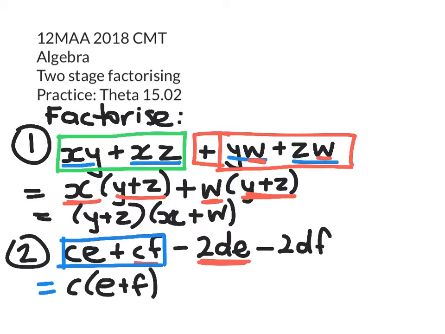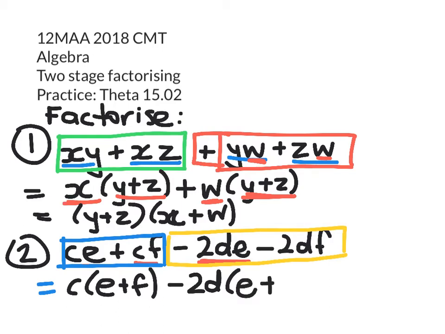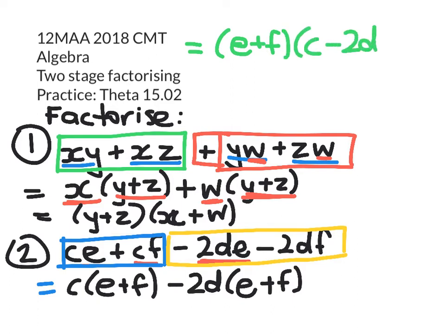Now we're going to look at the second pair. Keep the sign with the term, so minus 2DE minus 2DF. So my common factor here is going to be minus 2D times E plus F. So our final factorisation, I'll pop it up here, it's going to equal E plus F times C minus 2D. I've done two more examples on the next slide.